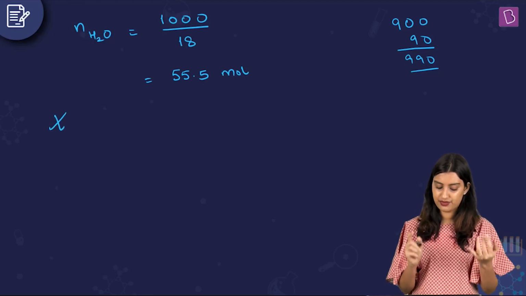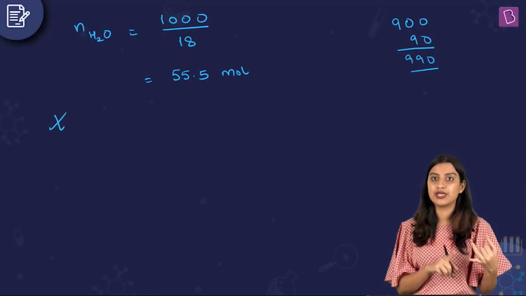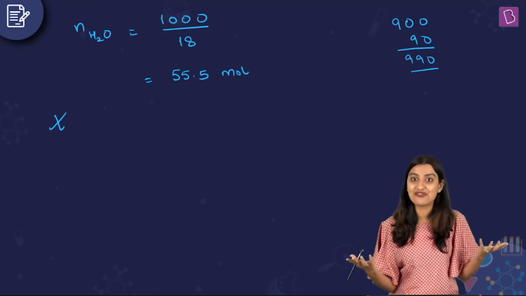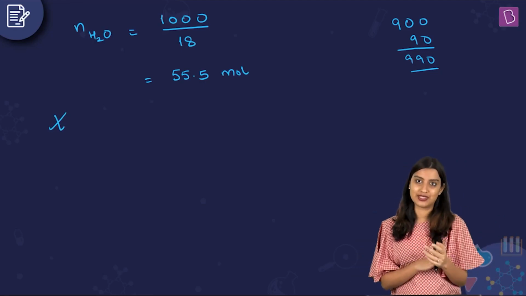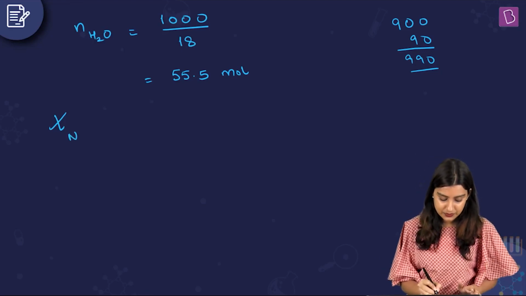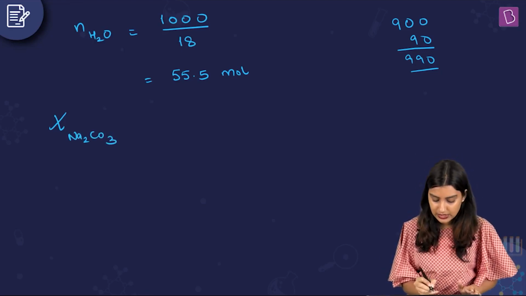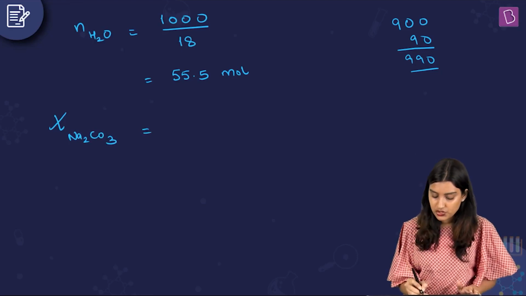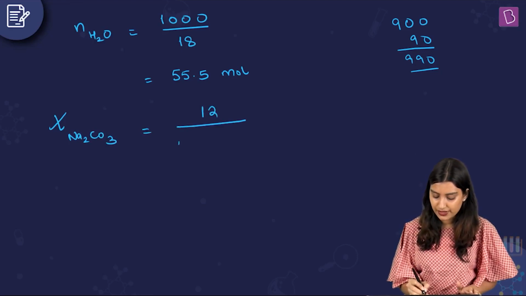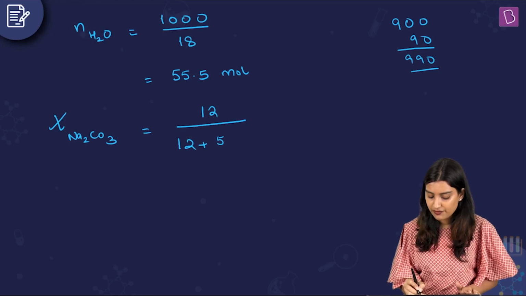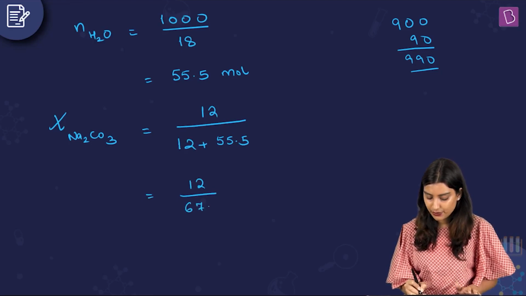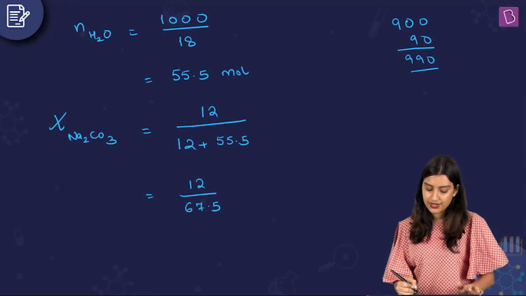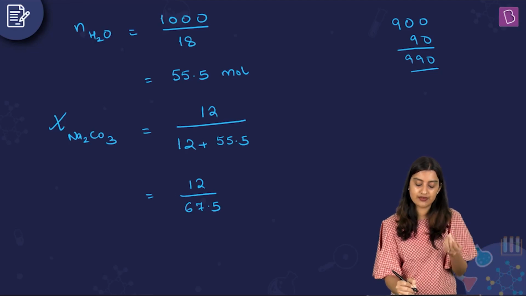So I have number of moles of sodium carbonate, I have number of moles of water. What am I waiting for? I can find out the mole fraction of sodium carbonate, right? So let's see. For Na2CO3, this is going to be 12 as given in the question divided by 12 plus 55.5. Okay, so you have 12 divided by 67.5, correct?